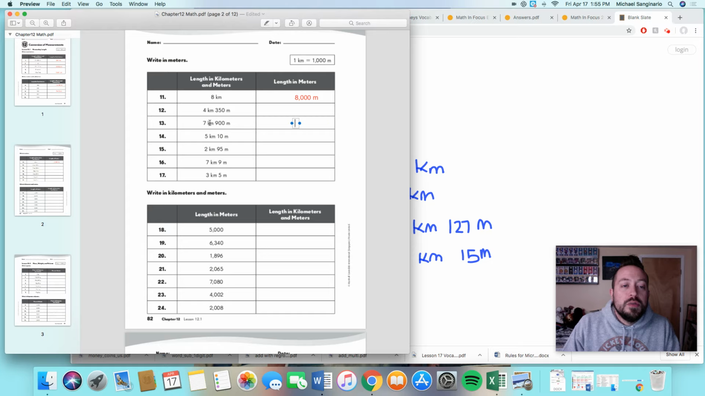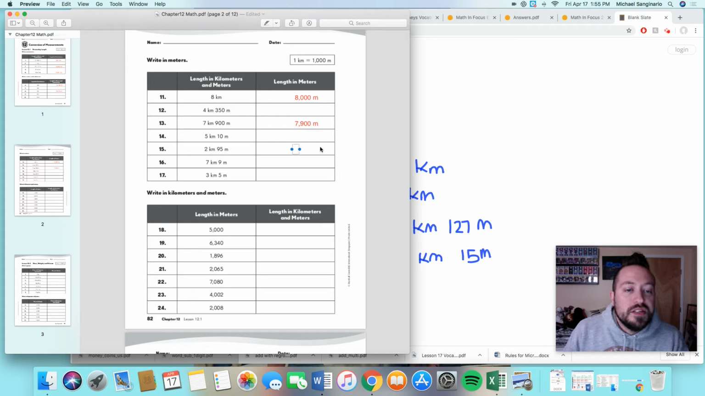Number 13, we have 7 kilometers and 900 meters. So we know that the 7 kilometers is going to be a 7,000 number. So we have a 7 and a comma, and whatever is remaining is going to follow that 7. We have 900 there. Easy peasy, meters, done. Make sure you put in your units of measure after your number. Okay, I'm going to let you do 14 on your own.